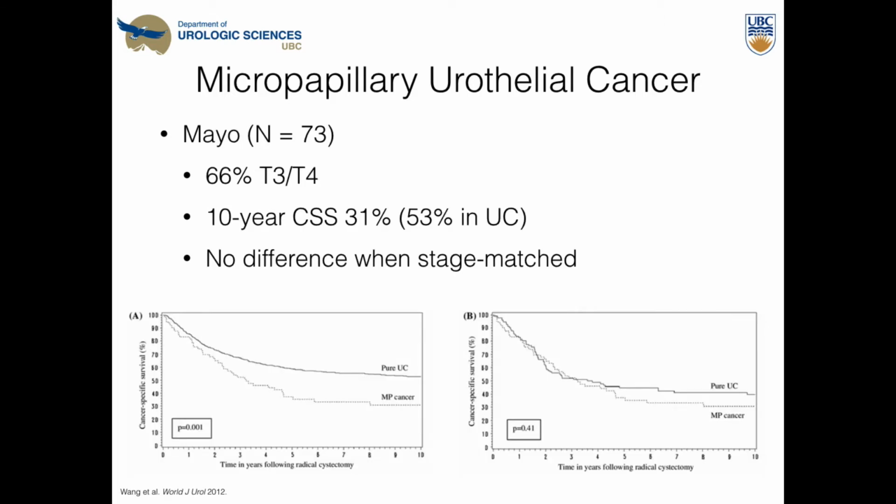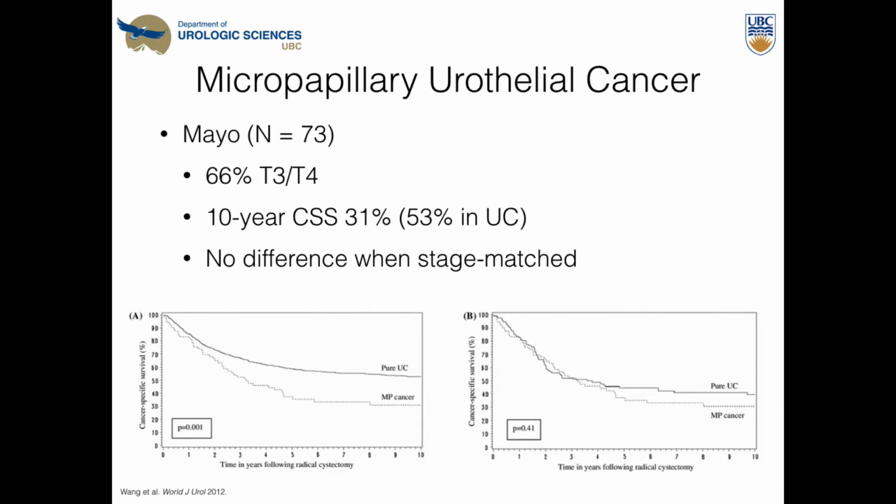Data from the Mayo Clinic shows a similar story. They had 73 patients, 2/3 of which had T3 or T4 disease on presentation. 10-year cancer-specific survival was 31% in this cohort. And they went a step further and actually matched their micropapillary patients against, I think, 5 to 10,000 patients with plain urothelial, and there was a significant cancer-specific survival difference. 53% of people in the urothelial group made it to 10 years versus 31% of the micropapillary.